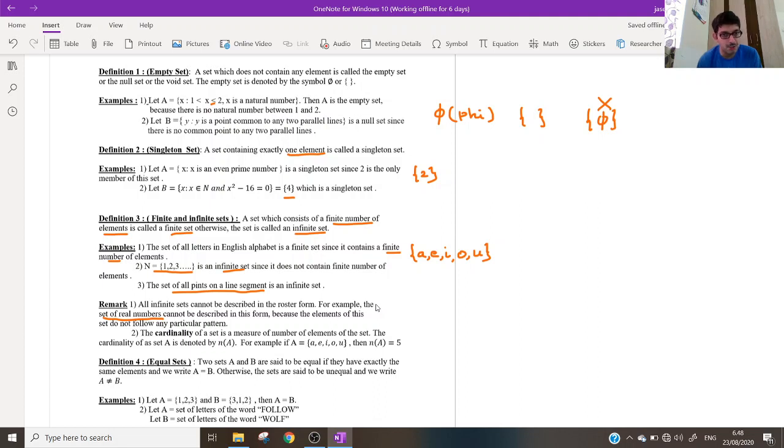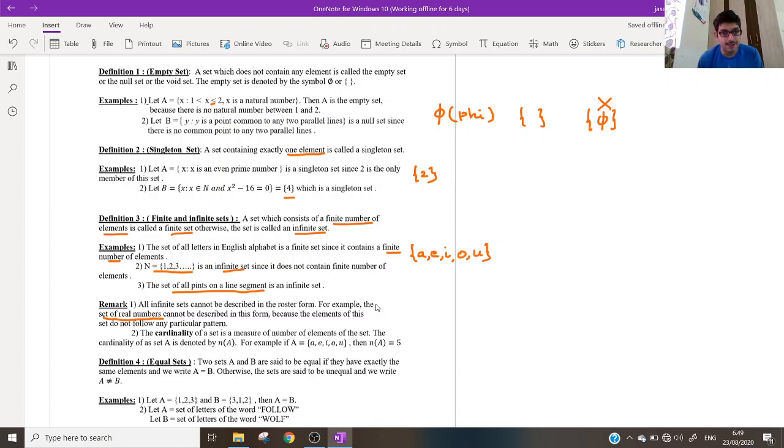So similarly here also, the set of all points on a line segment, this also we cannot write in roster form. All infinite sets we cannot describe in roster form. The natural numbers we can write, integers also we can write, the set of real numbers we cannot write. Similarly, the set of all points on a line segment also we cannot write in roster form. So all infinite sets cannot be described in roster form.